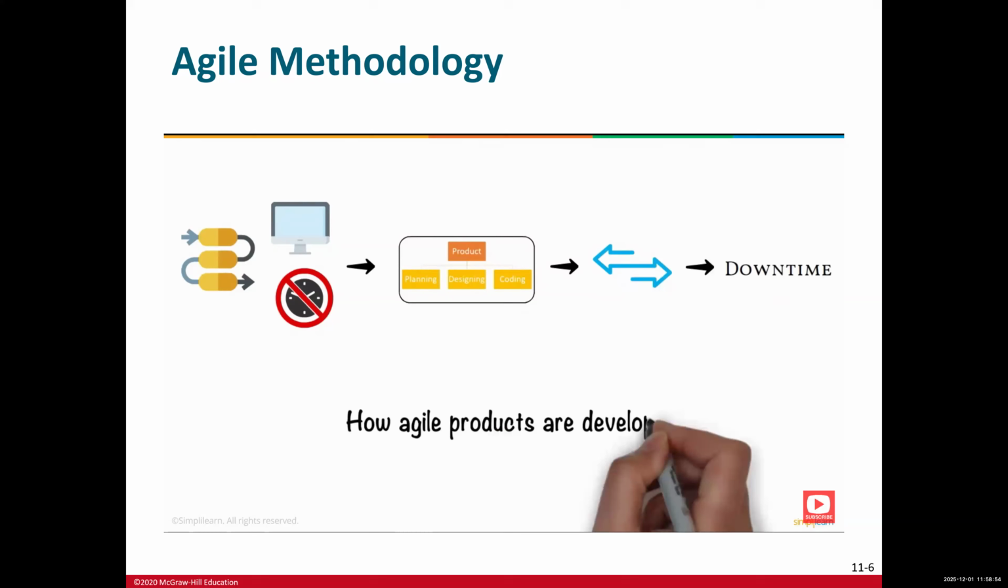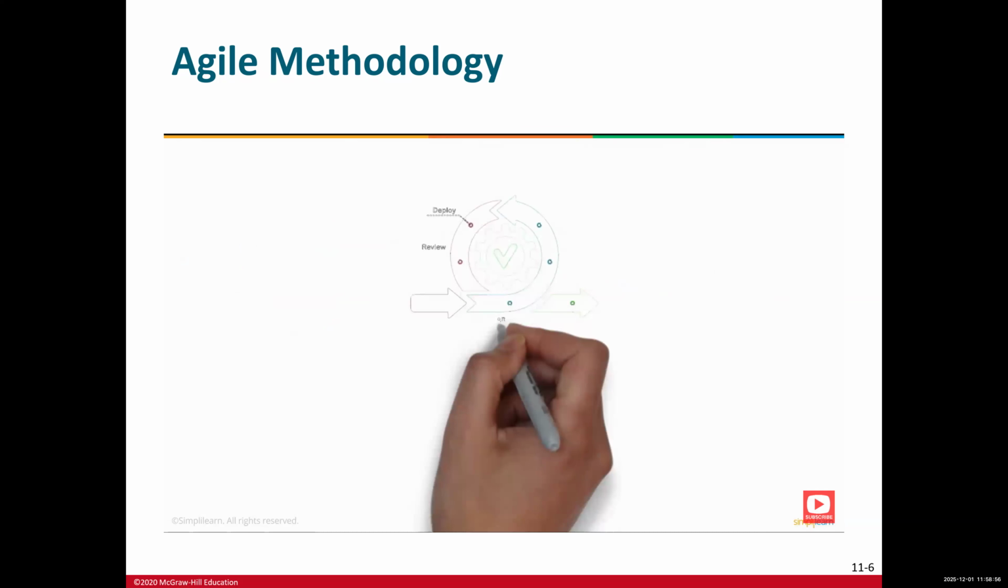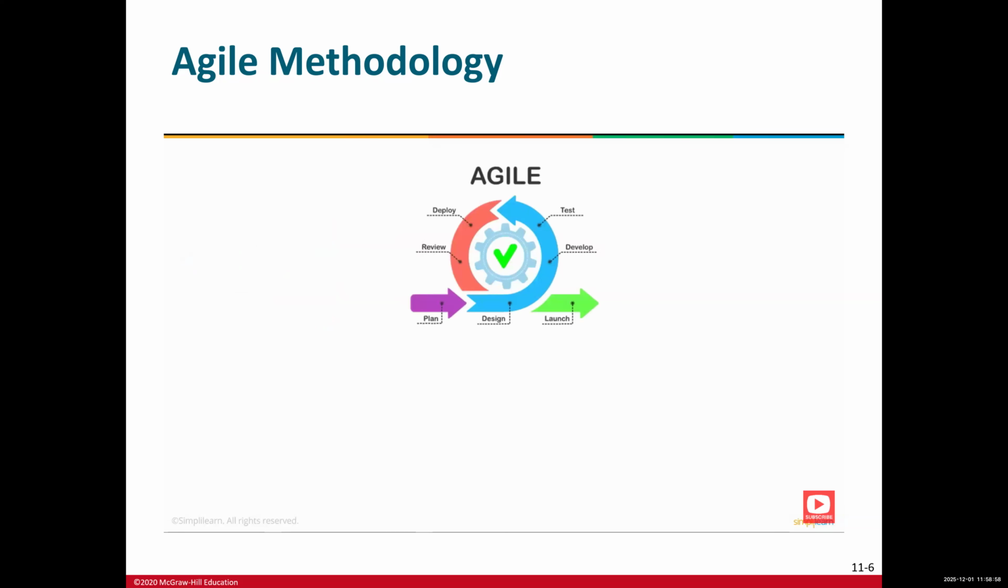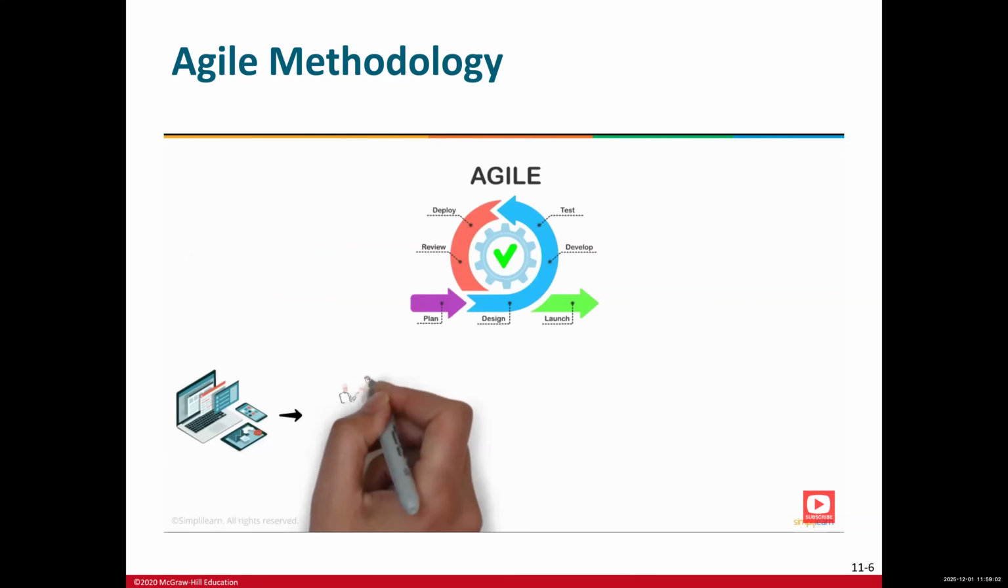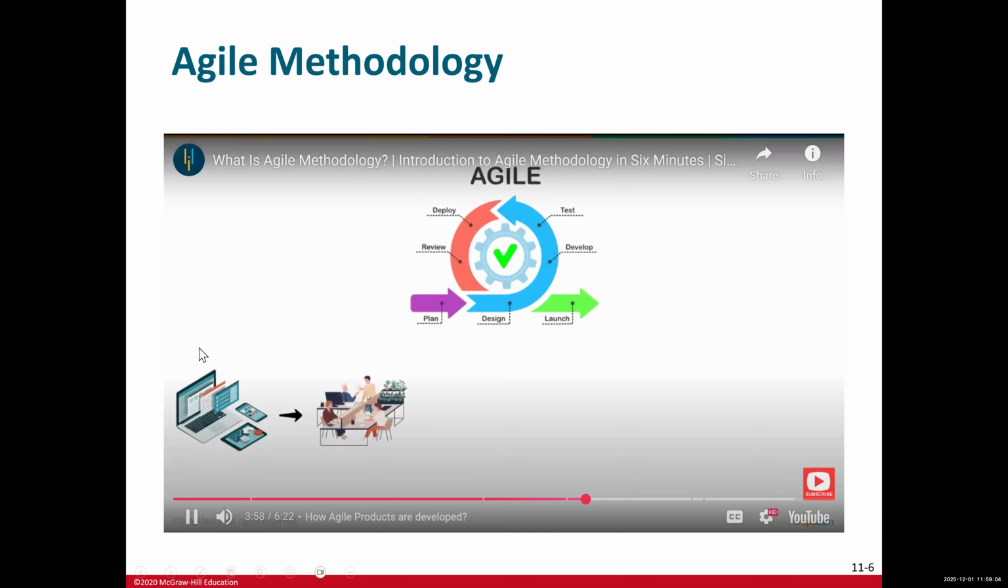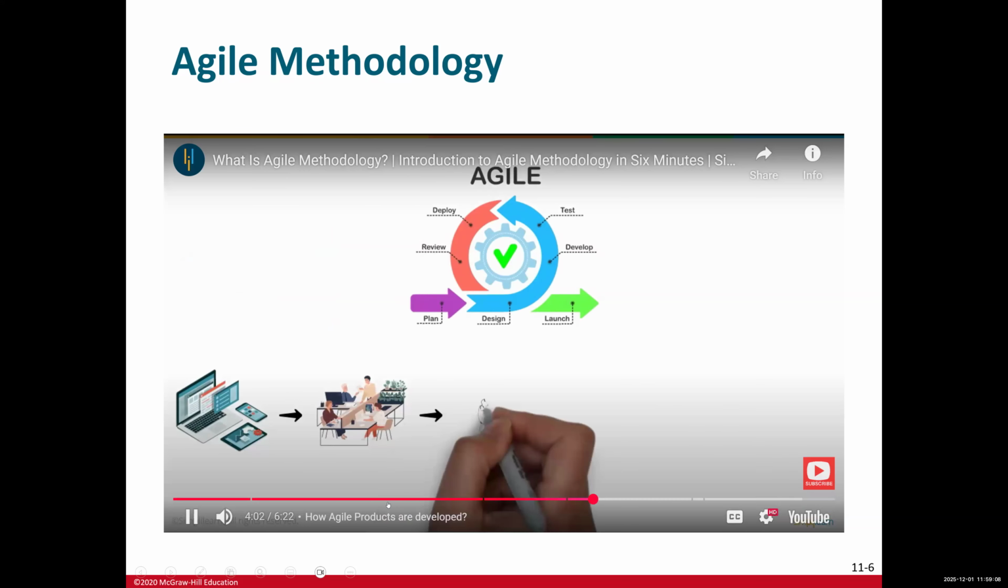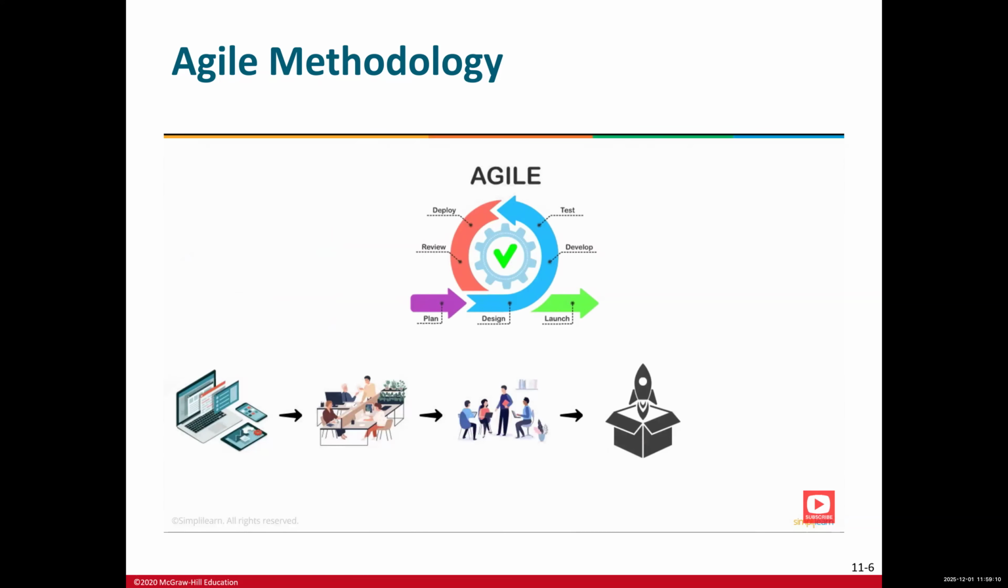How are agile products developed? Agile-based products are developed using the agile lifecycle. At first, the developed product is implemented in an actual working environment for reviews from clients and stakeholders to check its deliverables and functionality. After client reviews, the official product is launched in a real-time working environment.